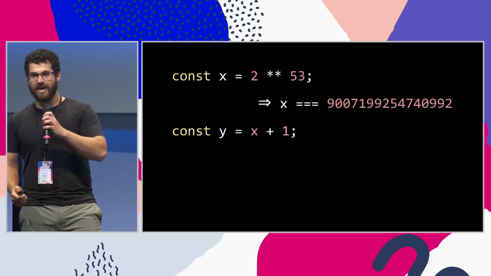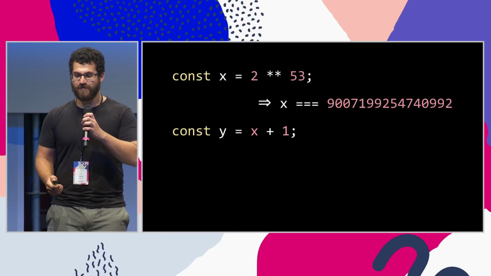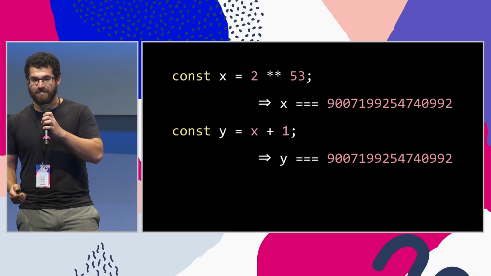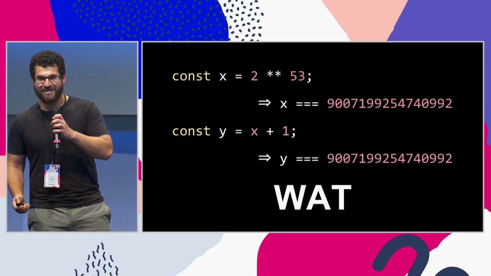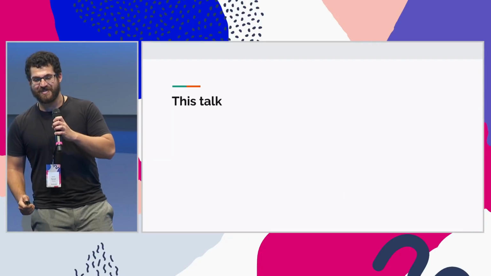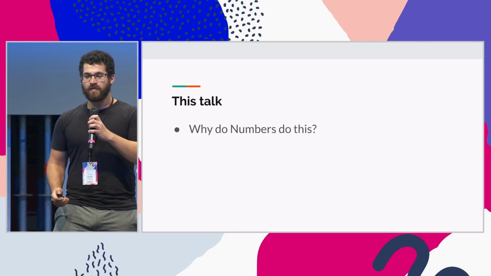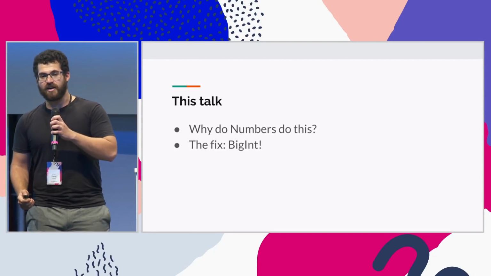What do you get when you add 1 to that? So this 2 to the 53 plus 1? The same number back, this huge number starting with a 9, ending with a 2. What? What's going on?